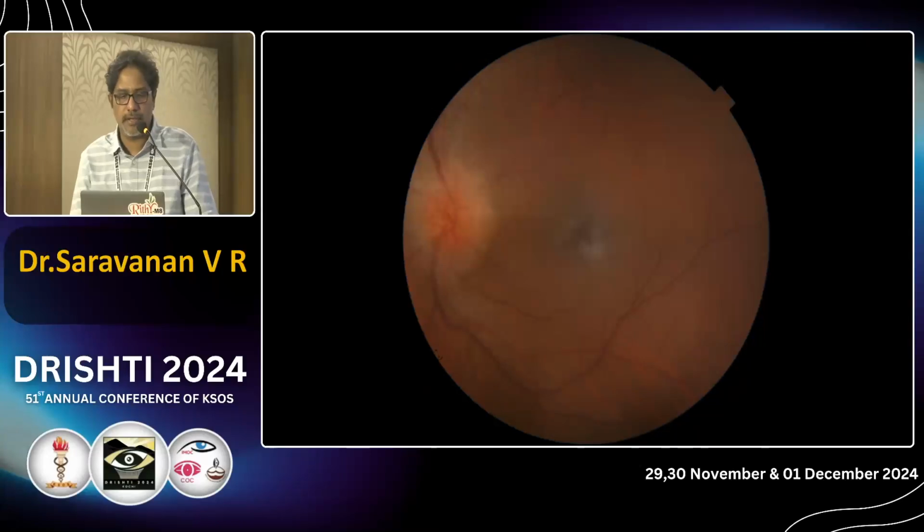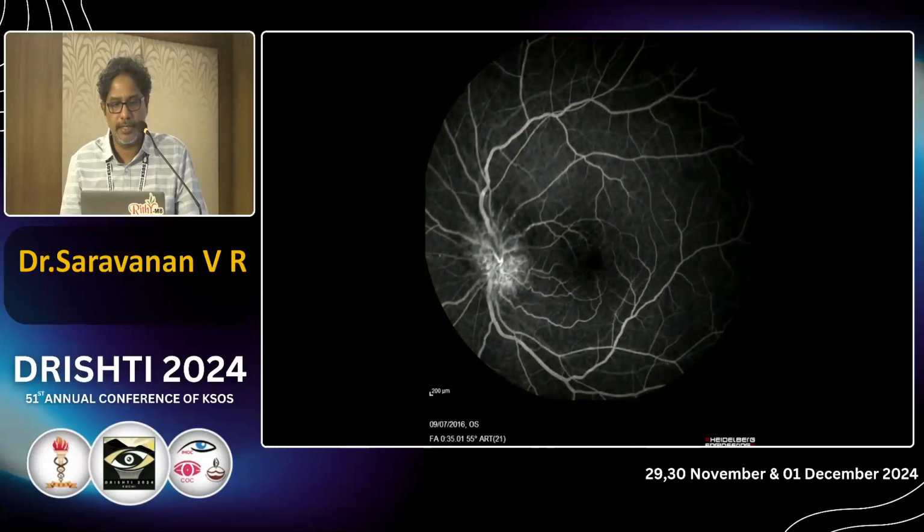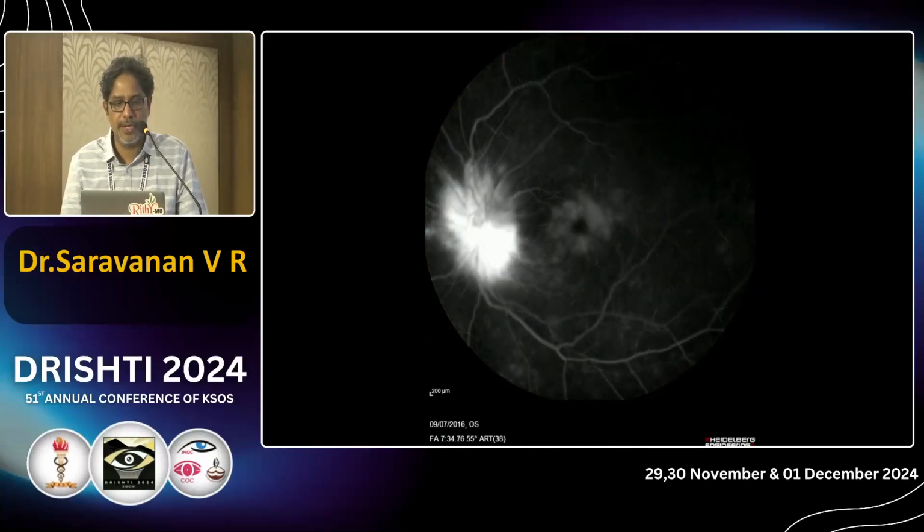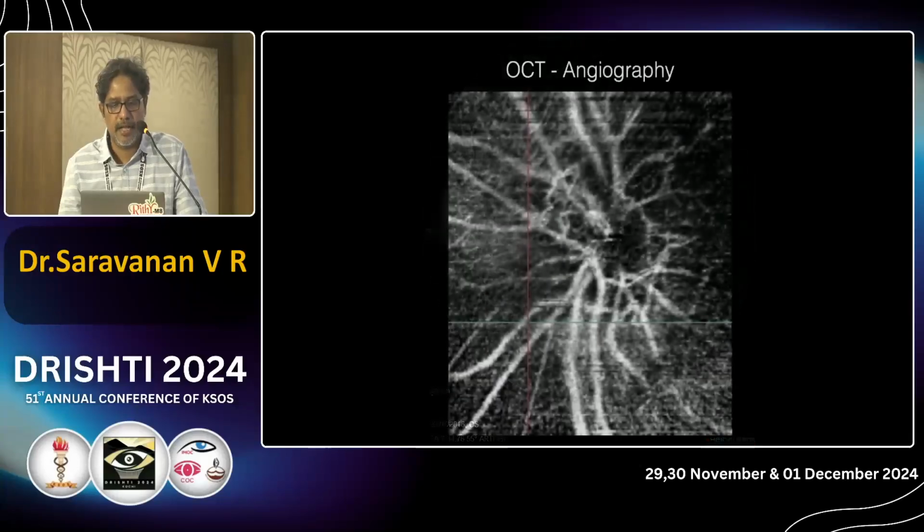So this is a case of a young female who came with disc edema. Again, somebody had diagnosed NAION because the patient was already hypertensive and diabetic, and referred her to the clinic. But you can see here that there's a small NVD, and also you can see the cystoid macular edema pooling in the late phases with multiple areas of perivascular leakage in the periphery. And if you do the OCTA, you can see the NVD sitting there.